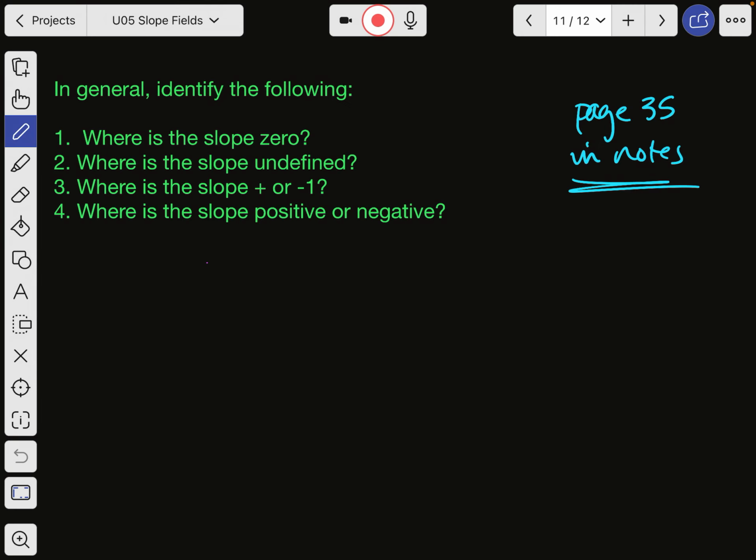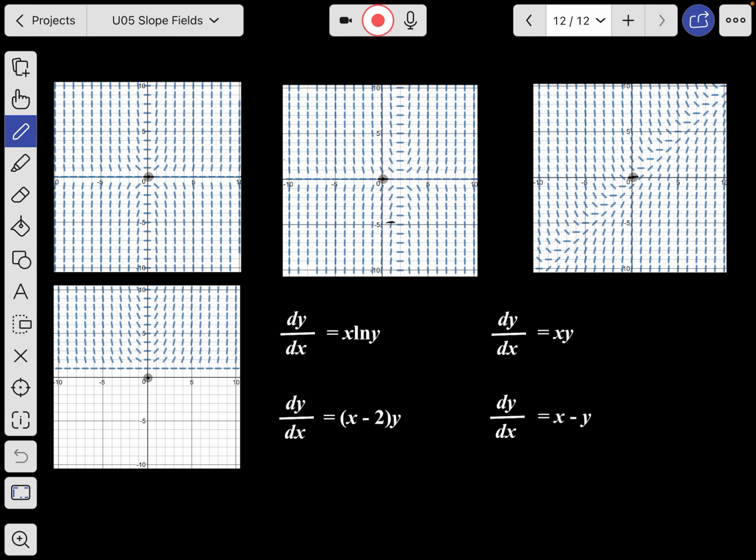So in general, identify the following when you're looking at multiple choice with a slope field, which I'm going to show you on the next slide. Where's the slope 0? Where is it undefined? Where is it going to be positive or negative 1? And just in general, where's the slope positive or negative? So let's take a look at this one.